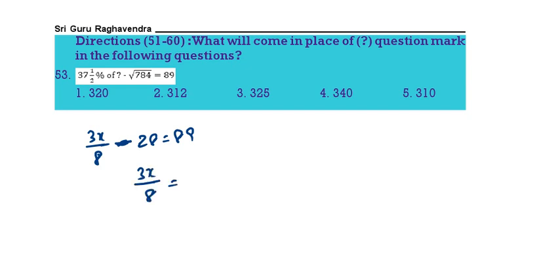Next question. 37 1 by 2, that means 3x by 8 minus 28 is equal to 89. Therefore, 3x by 8 is equal to 117. 3 3s, 3 9s. x value is 39 into 8, that is 312. 2 is the correct answer.